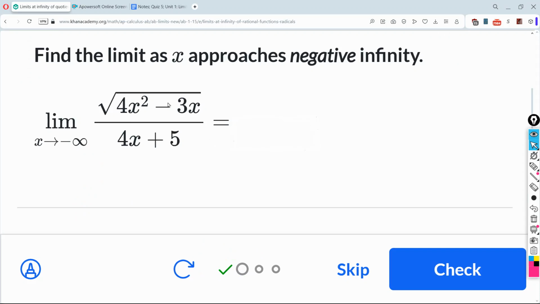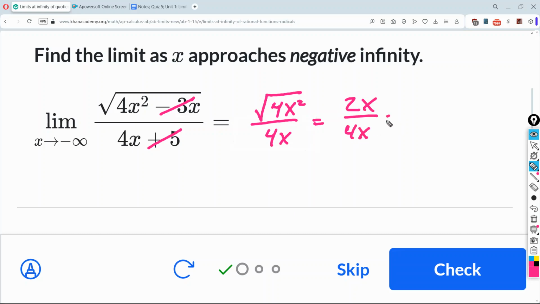All right, so same function, I think, but x is going now to negative infinity. We're going to do the same steps. Ignore these smaller exponents. And we have radical 4x squared over 4x. Radical 4x squared, square root of 4 is 2. Square root of x squared is x, and that's over 4x. And of course, that just equals 1/2.